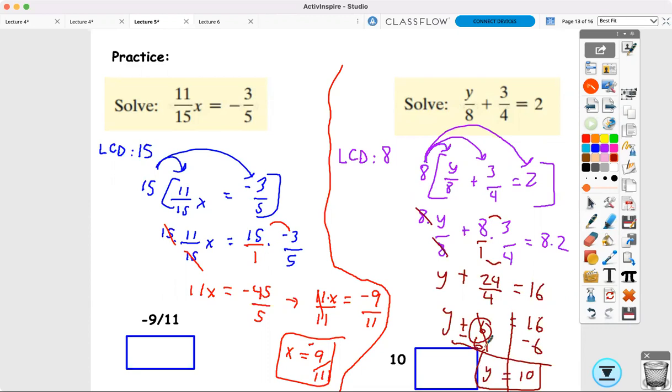Thank you for your assistance. Does everyone see that, guys? What questions do we have on the steps that we took? Yes, it may be confusing sometimes, but this is what's beautiful about the LCD when you have fractions in your equations. It takes away the fractions and it makes it easier to solve.